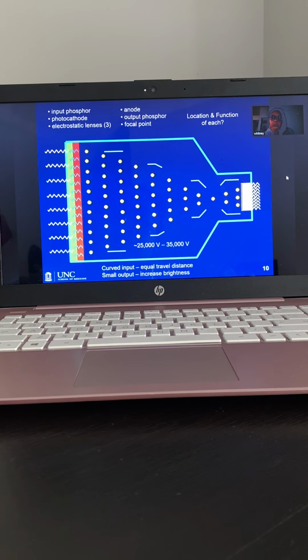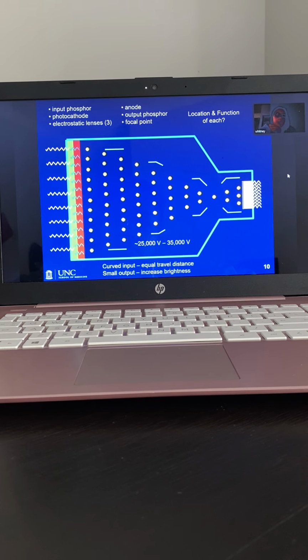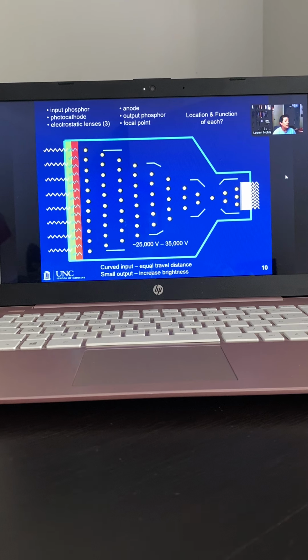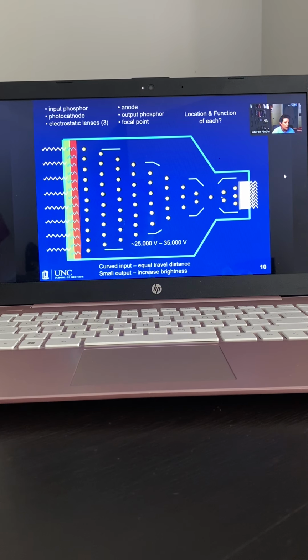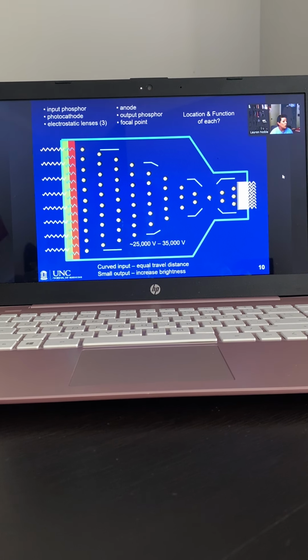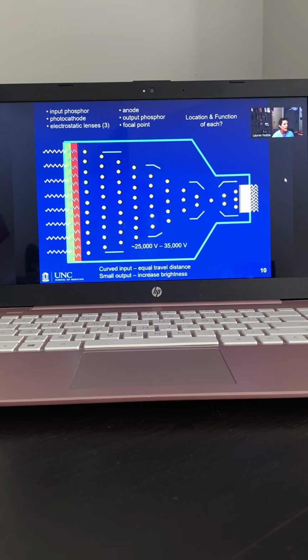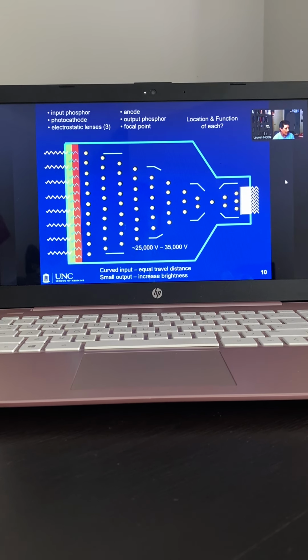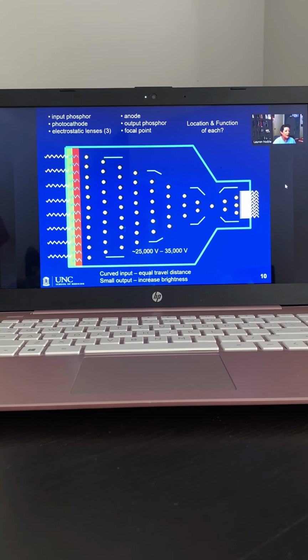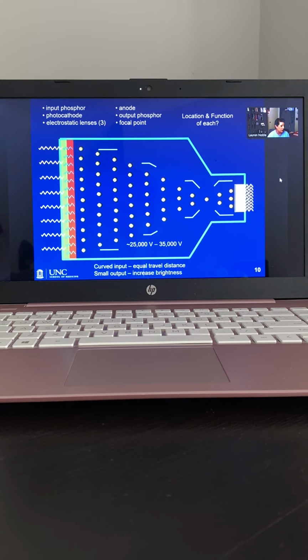Can you explain the purpose of the focal point again? So we'll get to that. Right now, just know that this little area here is called a focal point. It'll make a little more sense when we get to the appropriate slide to talk about it. So just trust me, it'll come up again, and then it'll make a little more sense.